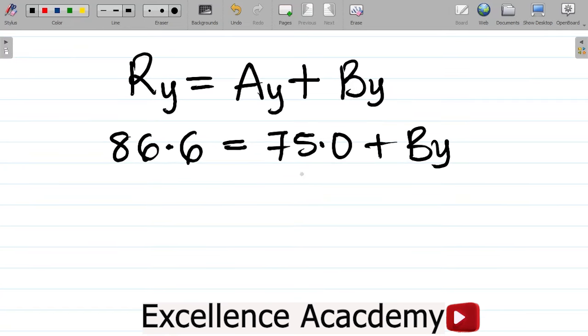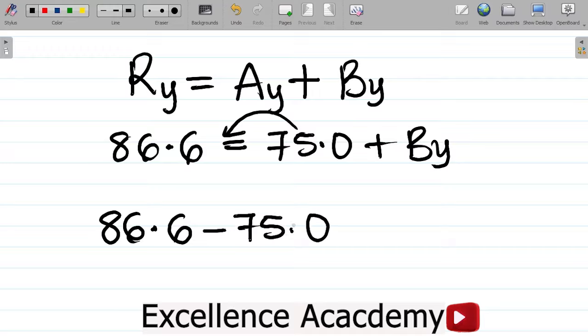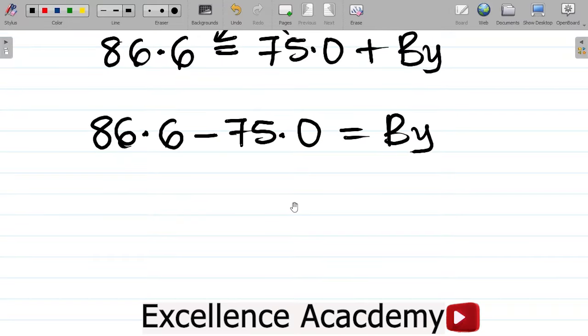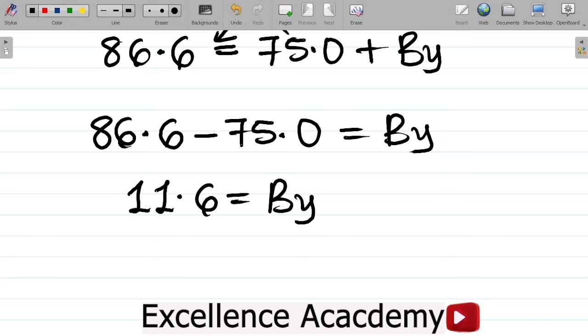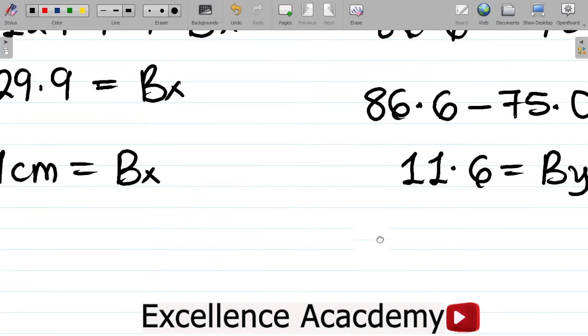So all I have to do here is move this over. You have 86.6 minus 75.0, which is equal to BY. Let's subtract this. 86.6 minus 75.0 gives you about 11.6. So 11.6 is equal to BY. Hence the vertical component of B is 11.6.